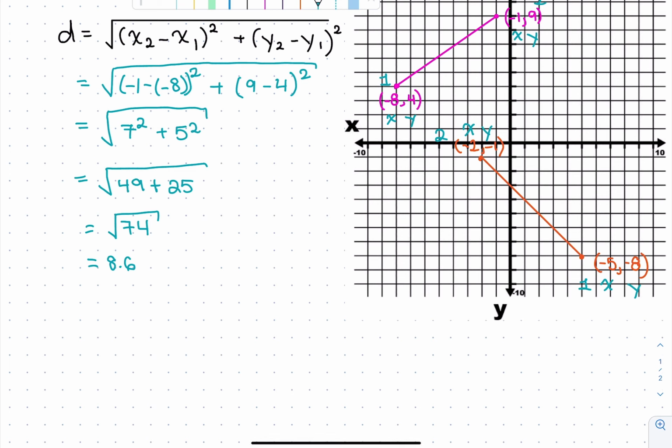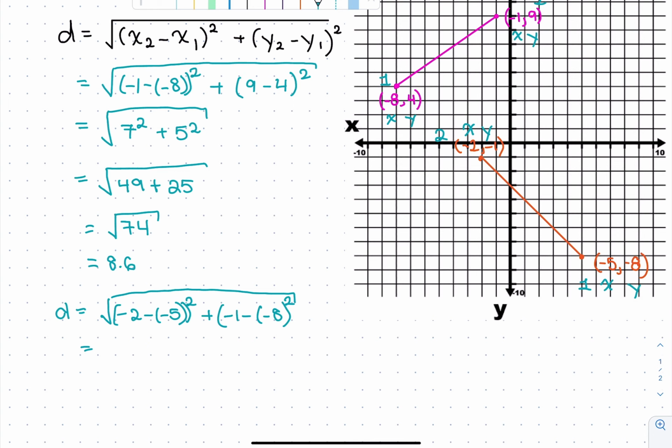All right, so let's plug in our numbers. So we have x2, which we have decided is negative 2. Then it's going to be minus x1, which is negative 5. That whole thing is going to be squared. Then plus y2, which is negative 1, minus negative 8. And then squared it.